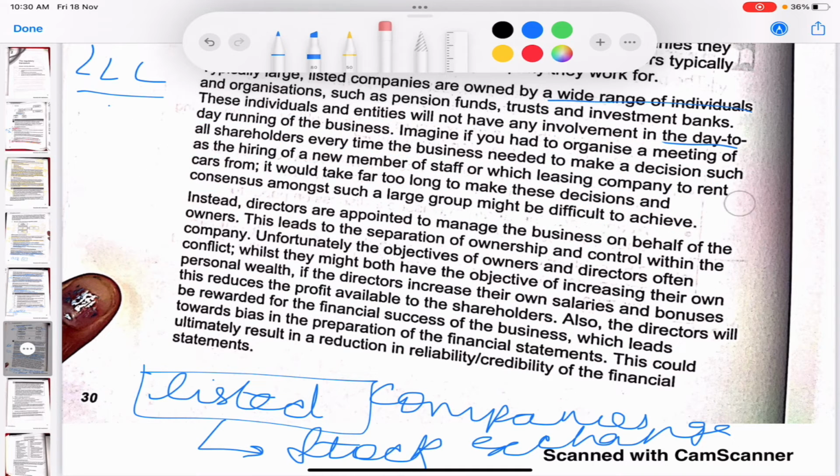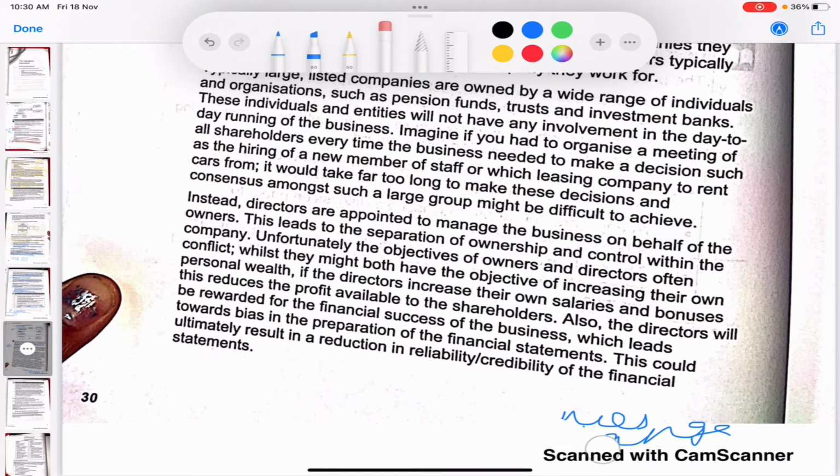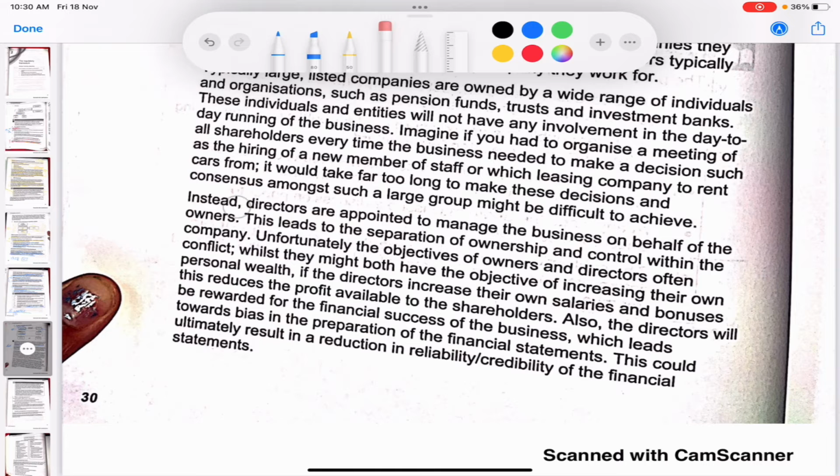As I told you, there are like a million shareholders. We can't keep considering them every time we have to make a decision. It's gonna be really complicated, right? Instead, directors are appointed. So why are directors appointed? Because directors basically manage the day-to-day running of the business or the operating activities of the business.